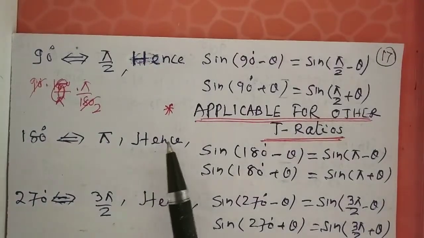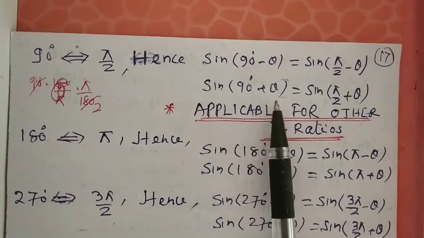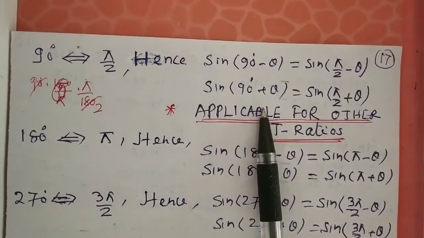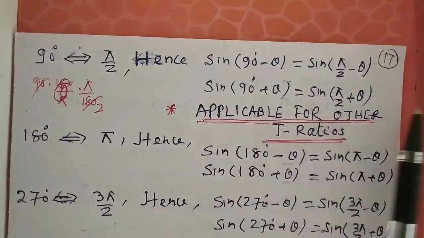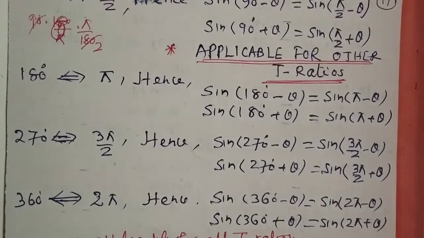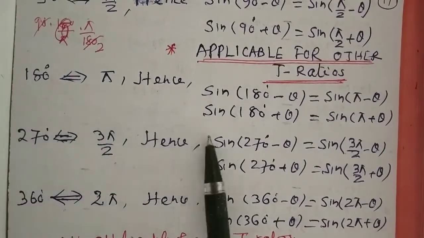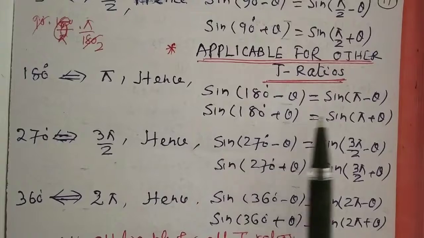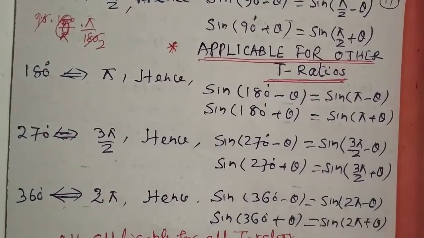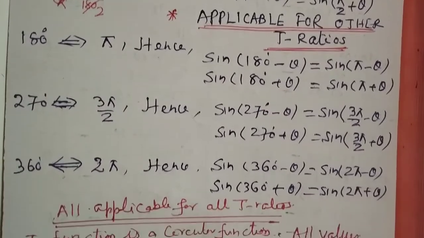90 degree is also called pi by 2. Sine 90 minus theta is also known as sine pi by 2 minus theta. Likewise, sine 90 plus theta is also known as sine pi by 2 plus theta. Applicable for other trigonometric ratios also. Pi stands for 180. So sine 180 minus theta is also called sine pi minus theta. Sine 180 plus theta is also called sine pi plus theta. The formulas for both are the same.